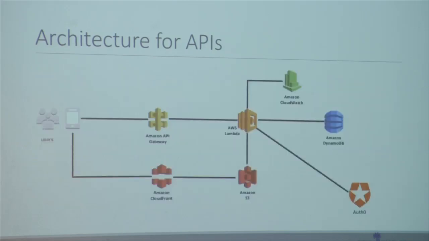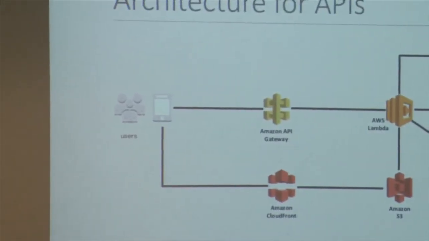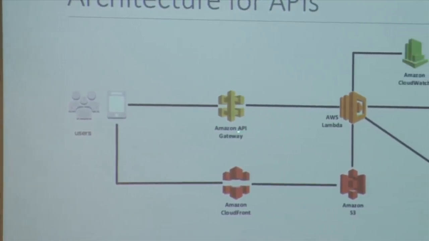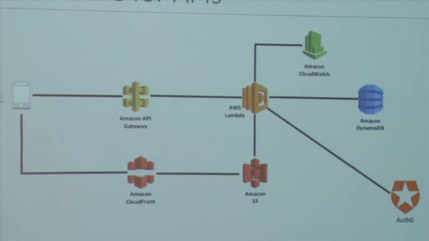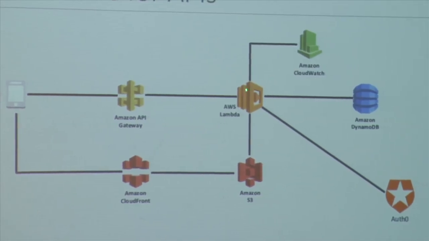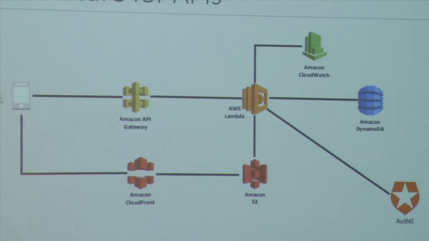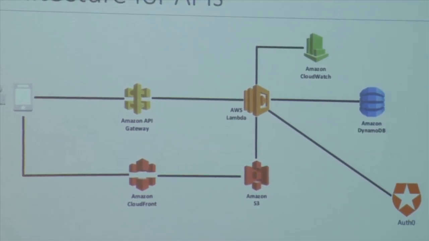So let's look at the diagram. Just real quick to go over this. I have the user here with their device. They call our REST API. That goes through the Amazon API Gateway, which invokes a Lambda function. The Lambda function can then talk to S3 if it needs to. It also can talk to Amazon DynamoDB, which is basically a NoSQL database. So think of something like MongoDB.